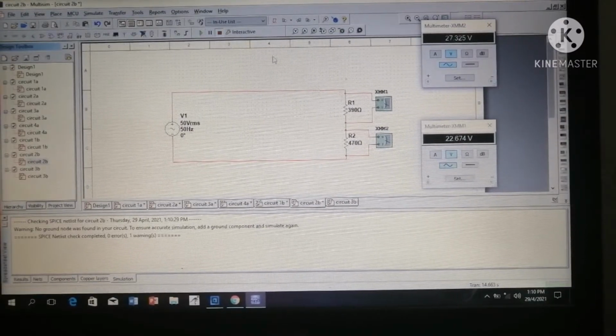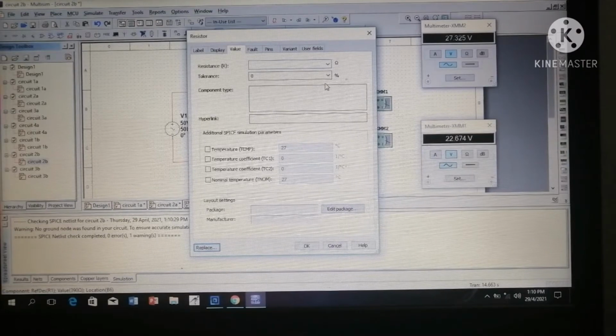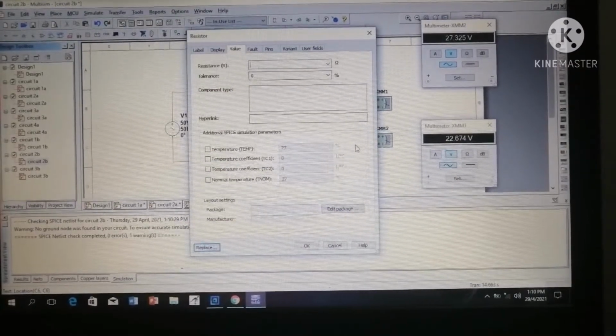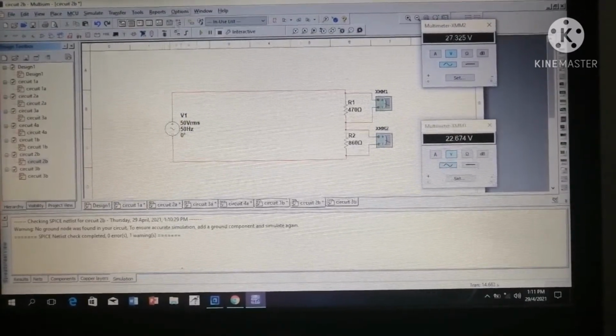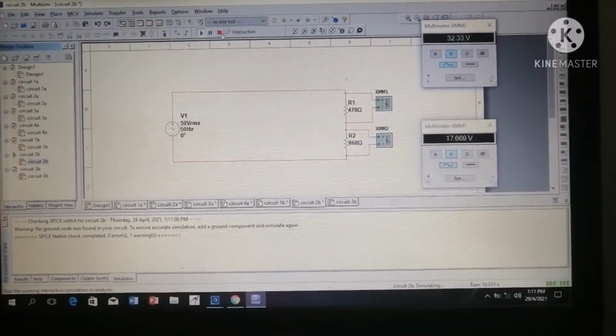Alright, stop the simulation. Change the value of the resistors: R1 we change to 470, R2 we change to 860 ohms. We run the simulation, and the first multimeter gives 32.33 volt, and the second is 17.669 volt. Alright, stop the simulation.